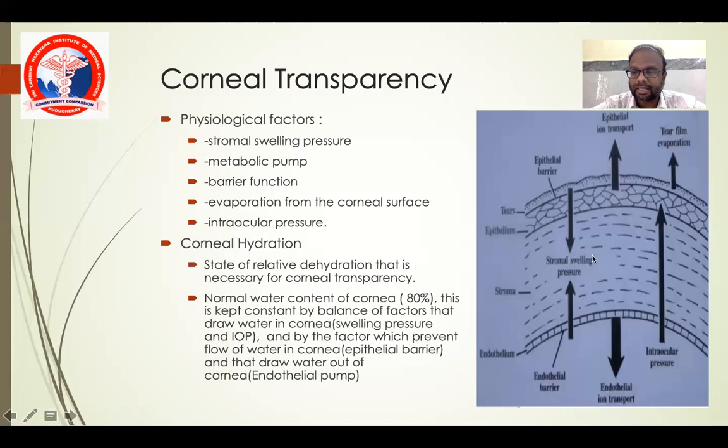You see the swelling pressure and the intraocular pressure try to push water into the cornea, and the factors which prevent the flow of water into the cornea, like the epithelial and the endothelial barrier. Along with it, there is an endothelial pump, that is the sodium potassium pump, which constantly draws water from the cornea and pushes it into the aqueous. So these are all factors, the factors which try to push water into the cornea and the factors which try to remove water from the cornea, play a balance in order to maintain the transparency of the cornea.